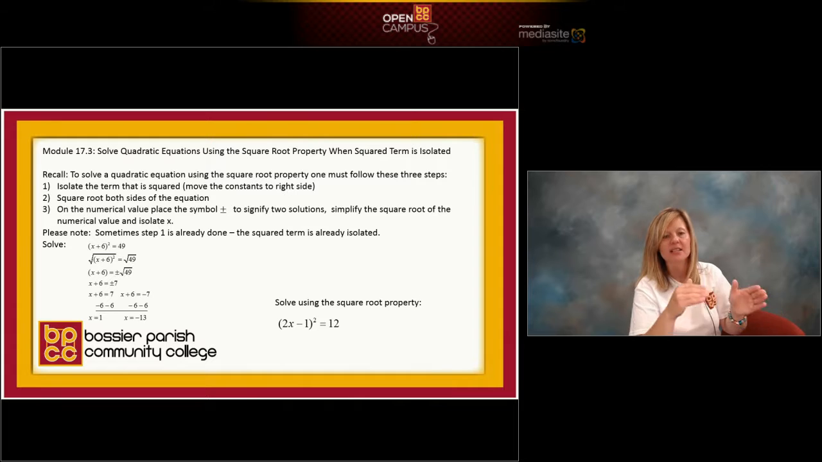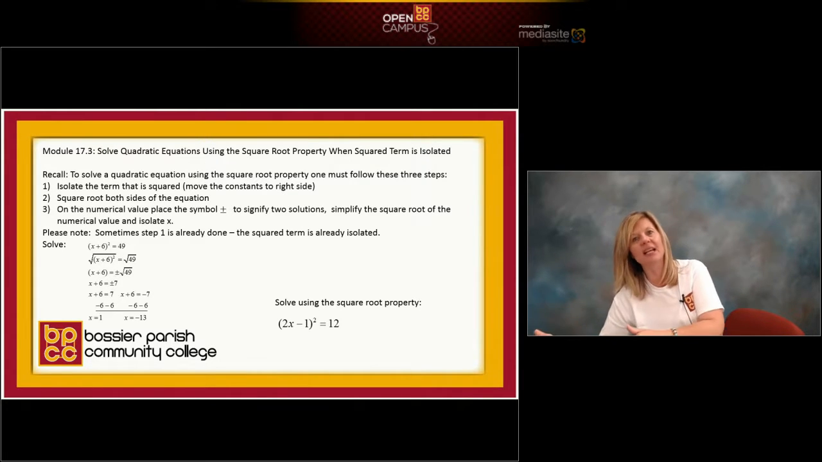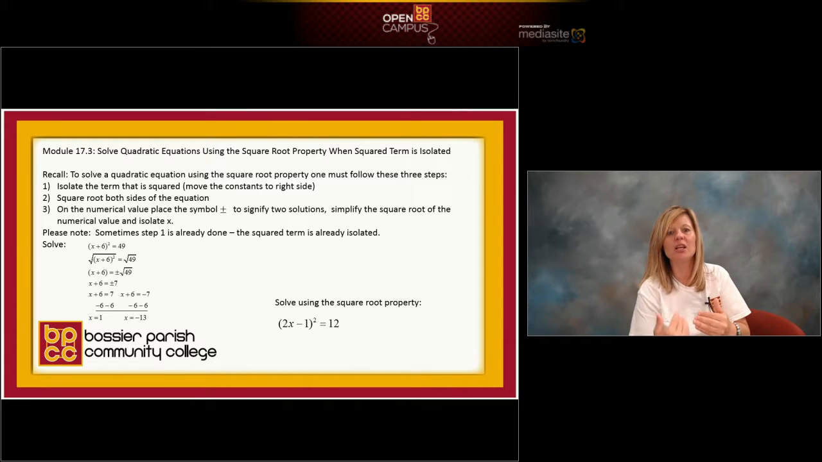So if you look, I rewrote. I have x plus 6 equals positive 7, x plus 6 equals negative 7. That shows me you understand what the plus or minus symbol represents. Now we can move the 6 by subtracting, and here come our 2 solutions. x equals 1 and x equals negative 13.